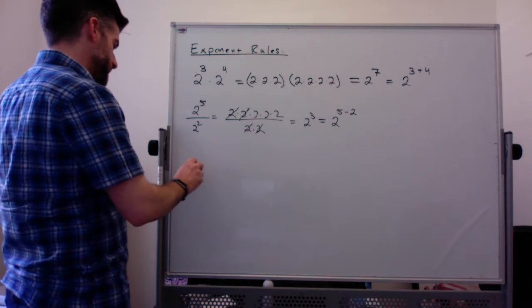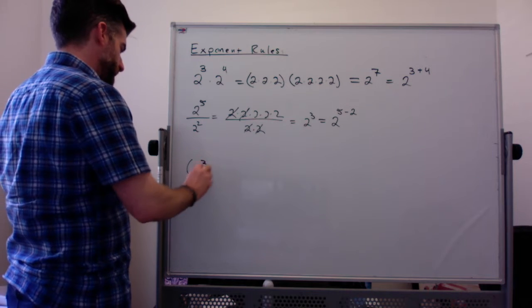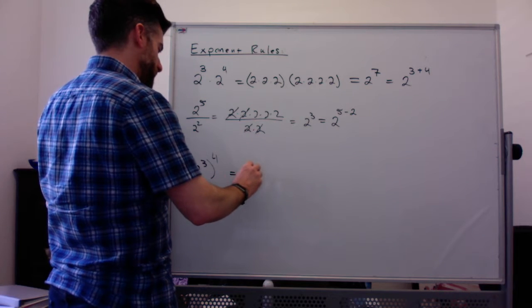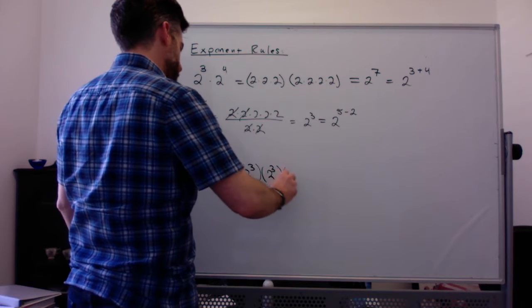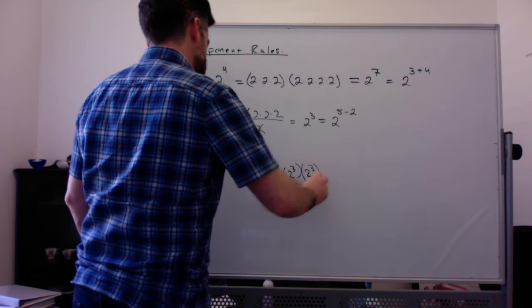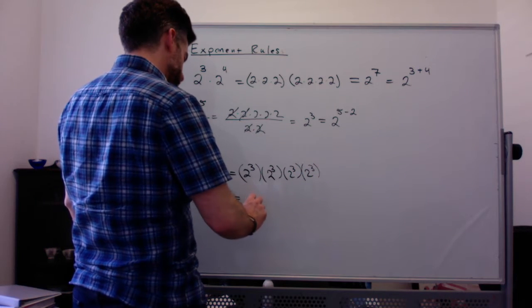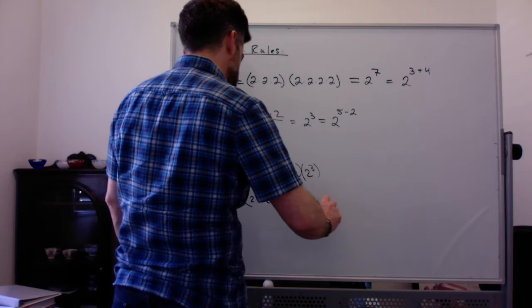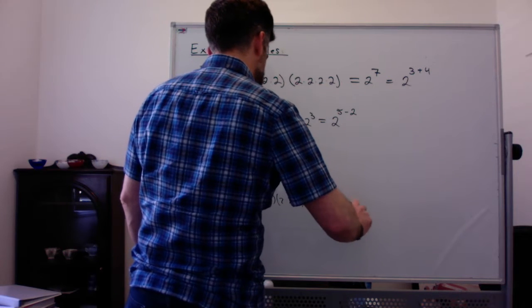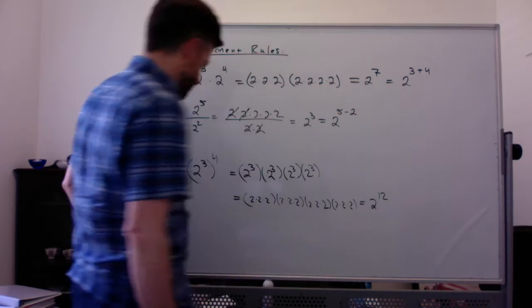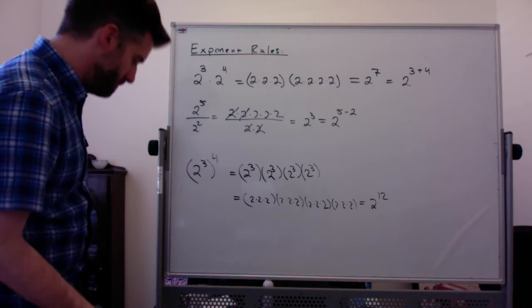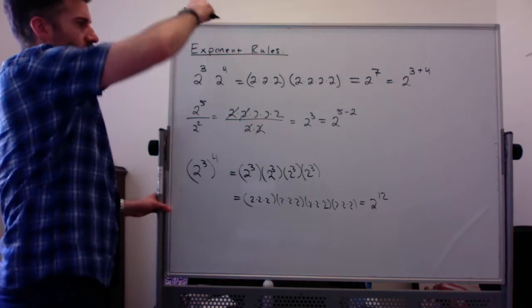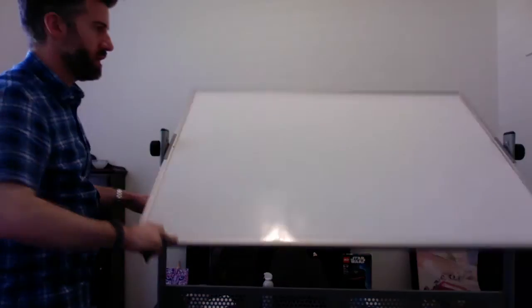And then you have this one. When you have a power to a power, you multiply the power. So 2 to the 3rd to the 4th is 2 to the 3rd times 2 to the 3rd times 2 to the 3rd times 2 to the 3rd, which is just 2 times 2 times 2, 4 times, which is 2 to the 12th. Let's see, there's a couple other rules. Let's go to the other side, and then we'll summarize these more generally in a minute.